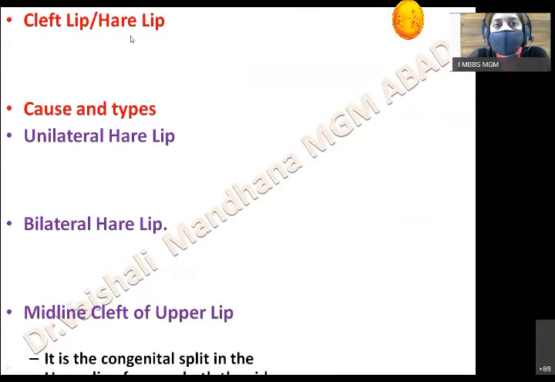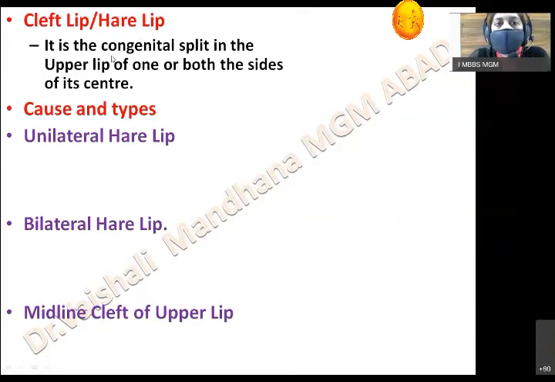Cleft lip, also called a hair lip, is a congenital split in the upper lip on one or both sides. So it may be unilateral, bilateral, or a midline cleft. It is called hair lip because the animal hare naturally has a cleft in the upper lip. You can get a short note on the cleft lip.